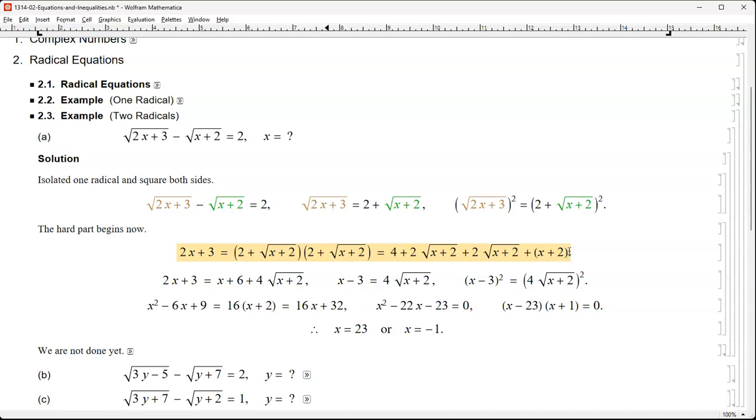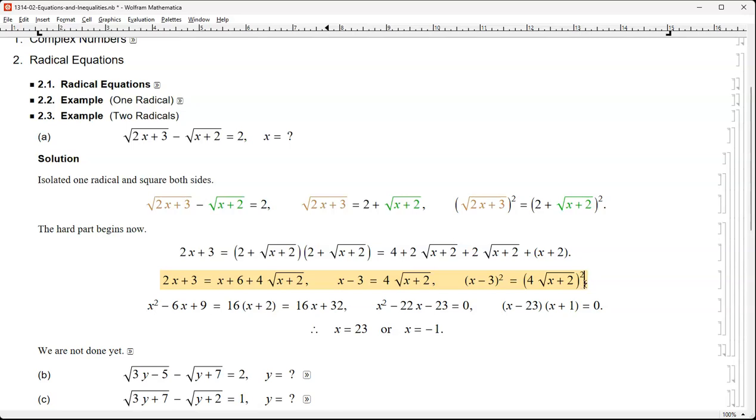And then let's simplify. 4 plus 2, so x plus 6, and then 4 square root. And then flip everything to the left except for the radical, because I have to isolate this radical. So subtract x away, subtract the 6 away, so negative 3. So we get x minus 3 is just 4 times this radical. And then square both sides.